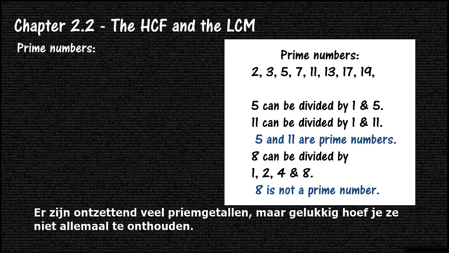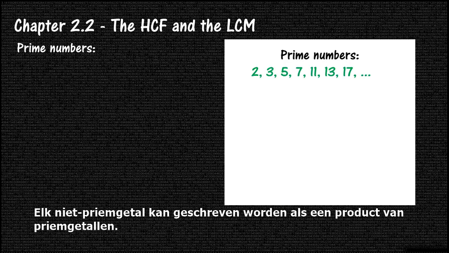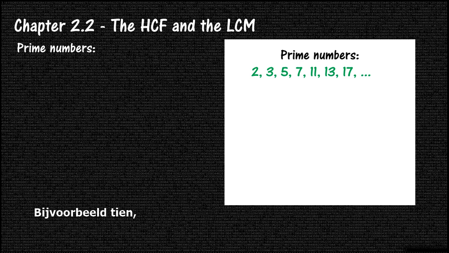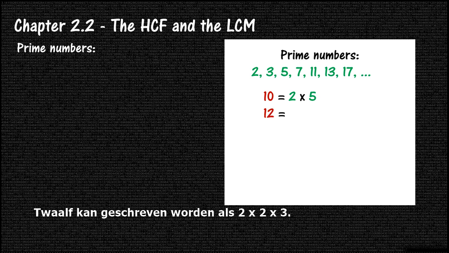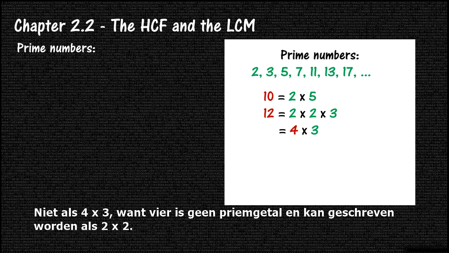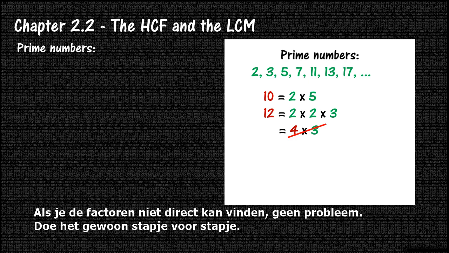There are a lot of prime numbers, but luckily you don't have to memorize them all. Any non-prime number can be factored into a product of primes. For example, 10, which is not a prime number, can be written as 2 times 5, which both are prime numbers. 12 can be written as 2 times 2 times 3, not 4 times 3, as 4 is a non-prime and can be written as 2 times 2. If you can't find the factors directly, don't worry, just try to find them step by step.